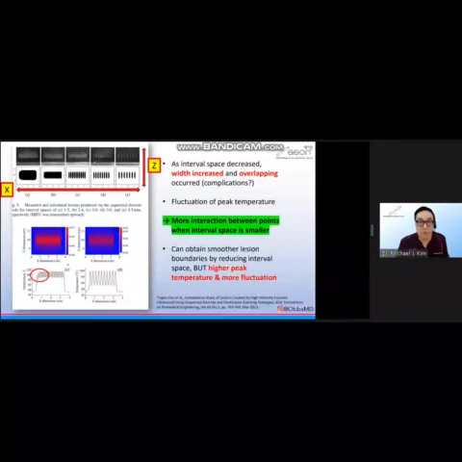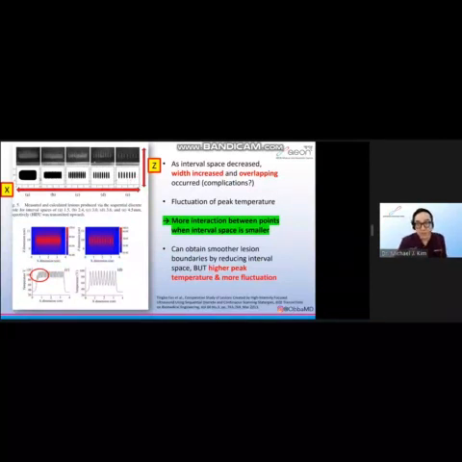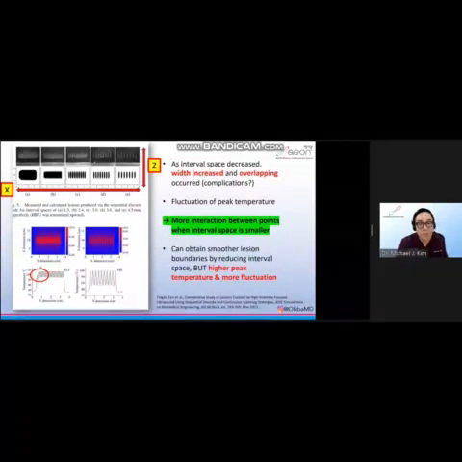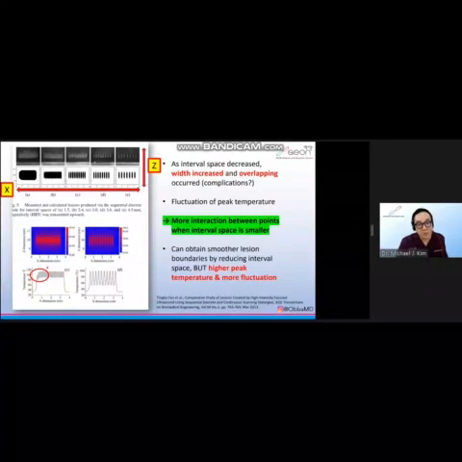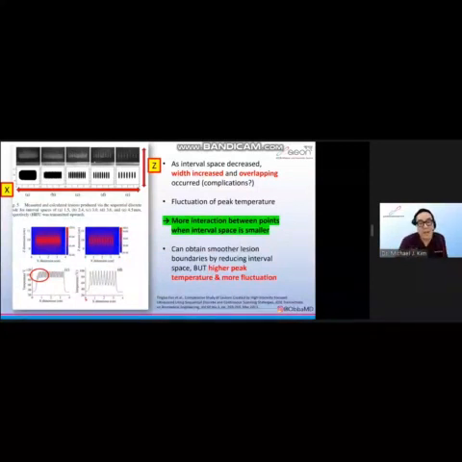Now, this slide refers to the dot HIFU. This is the x-axis, and this is the z-axis. The z-axis meaning we're looking at it from above. So we're looking at the width. In dot HIFU, as the interval space is decreased as we go this way, the width increases and starts to overlap. So you can see that there is a fluctuation here in the peak temperature, and this suggests more interaction between points when the interval space becomes smaller. So you can achieve smoother lesion boundaries by reducing the interval space, but you will experience higher peak temperature and more fluctuation.